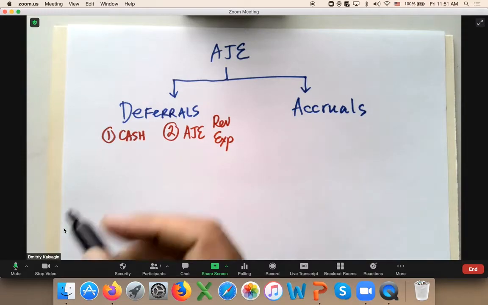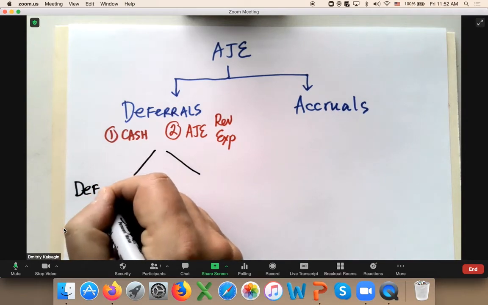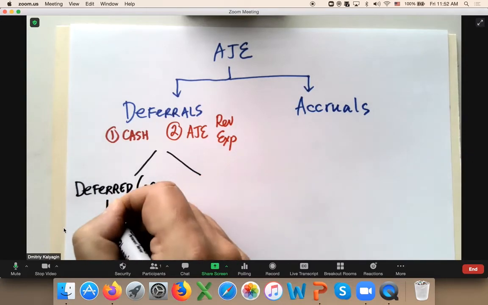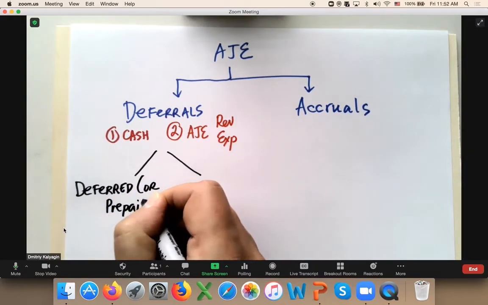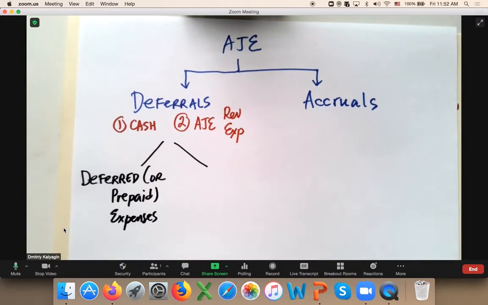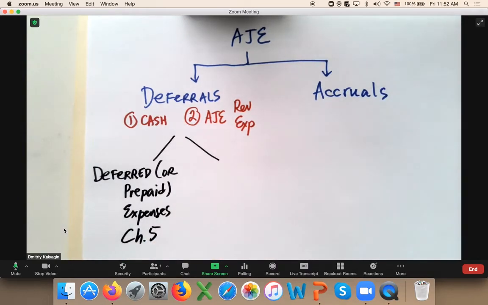So based on this, there are two types of deferrals. One is called deferred, or, same thing, prepaid expenses. And guys, we covered them in chapter 5. We talked about three types: adjustments for supplies, adjustments for prepaid expenses such as prepaid insurance, prepaid rent, prepaid advertising, and depreciation.